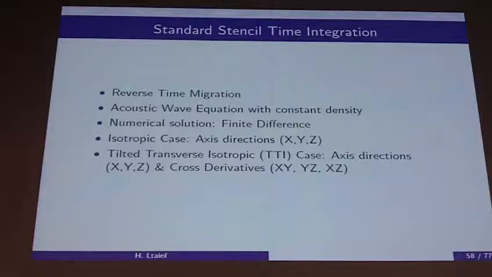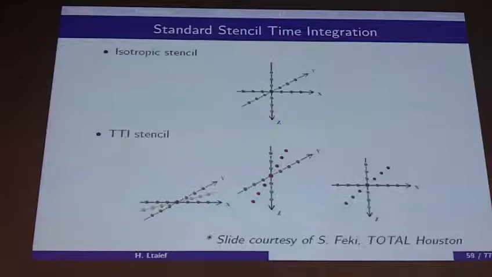So there are two different cases here. There is the isotropic case, where your stencil depends only on the axis directions X, Y, and Z, and there is the tilted transverse isotropic TTI case, where you have to add the cross derivatives as well. In other words, this is your stencil point for the isotropic stencil, and with TTI you need to add the cross derivatives into your stencil scheme.